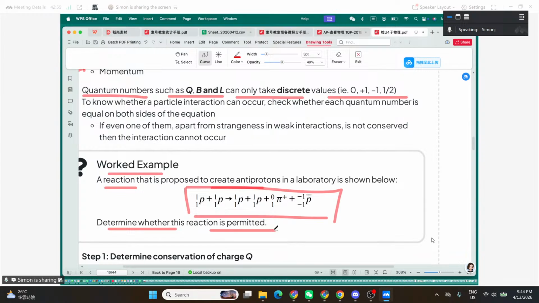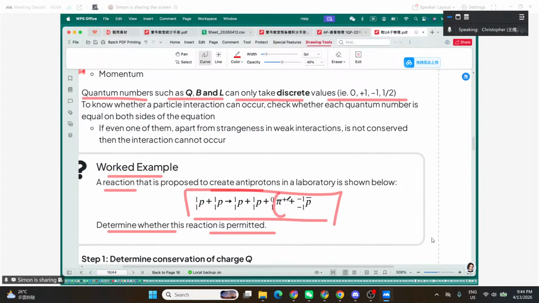Do we need the lepton? I forgot if the pion is a lepton. Okay, the pion is a meson, right? The pion is a meson, not a lepton.